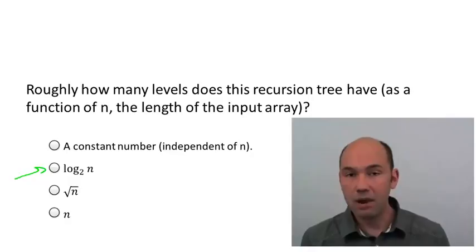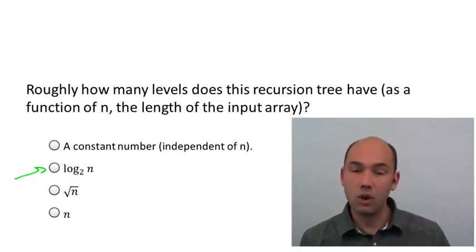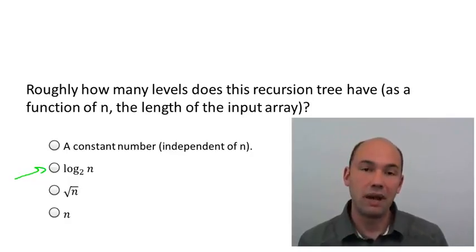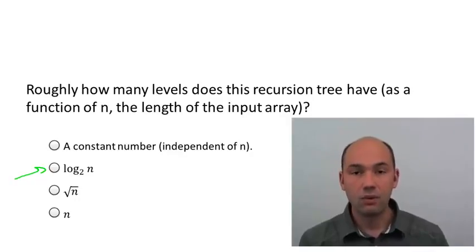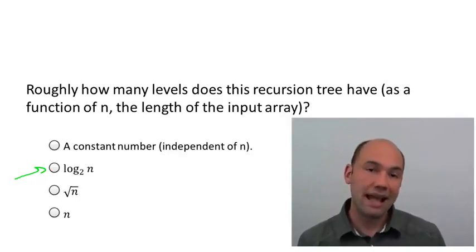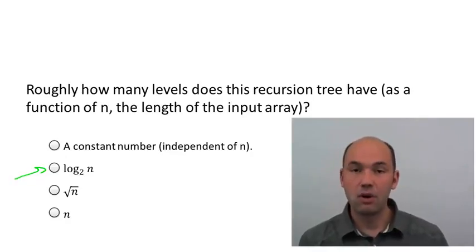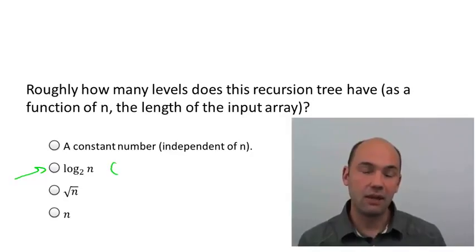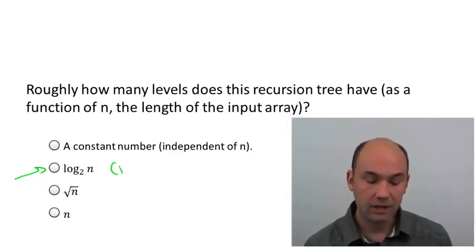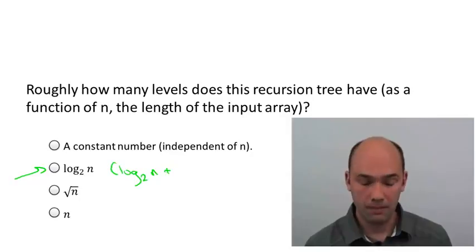Where does the recursion bottom out? Well, down at the base cases where there's no more recursion, which is where the input array has size 1 or less. So in other words, the number of levels of recursion is exactly the number of times you need to divide n by 2 until you get down to a number that's at most 1. And recall that's exactly the definition of the logarithm base 2 of n. So since the first level is level 0 and the last level is level log base 2 of n, the total number of levels is actually log base 2 of n plus 1.